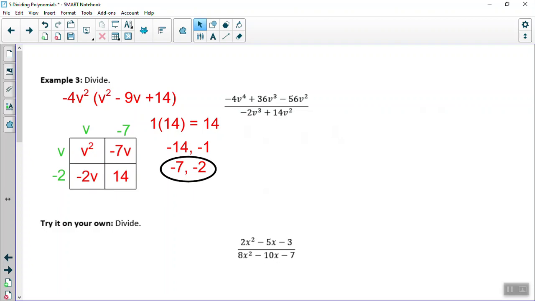I include that negative 4v squared, and then I have my v minus 7 and my v minus 2. All right, now let's factor out the denominator. So I'm going to bring that over here.